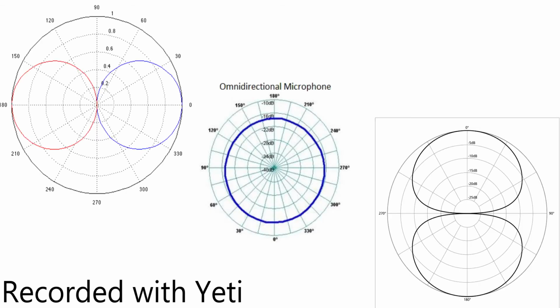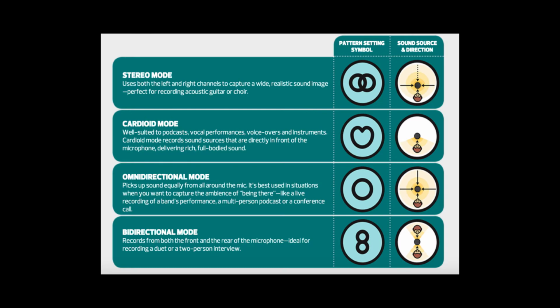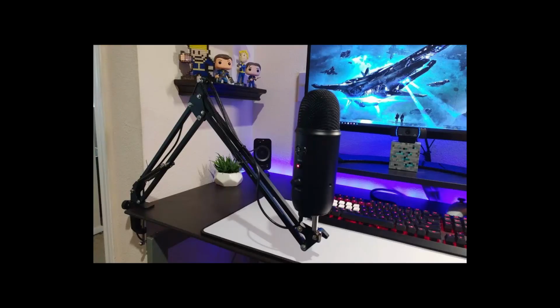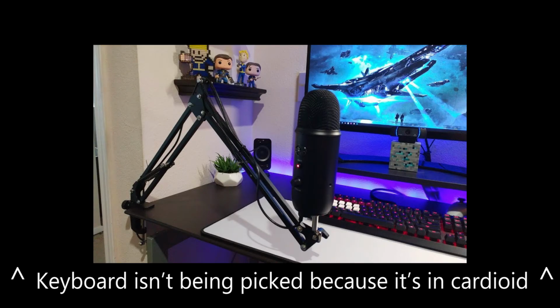If you're using the Yeti for just podcasting or streaming, then you're basically wasting money on three polar patterns that you're never going to use. If you don't know what a polar pattern is, then allow me to briefly explain. Polar patterns determine how a microphone will pick up audio. So an omnidirectional microphone will pick up audio all the way around it in 360 degrees, while cardioid will only pick up what's in front of it. When you're gaming, you're almost always going to want to be on cardioid mode. That way your keyboard isn't as loud as your voice.